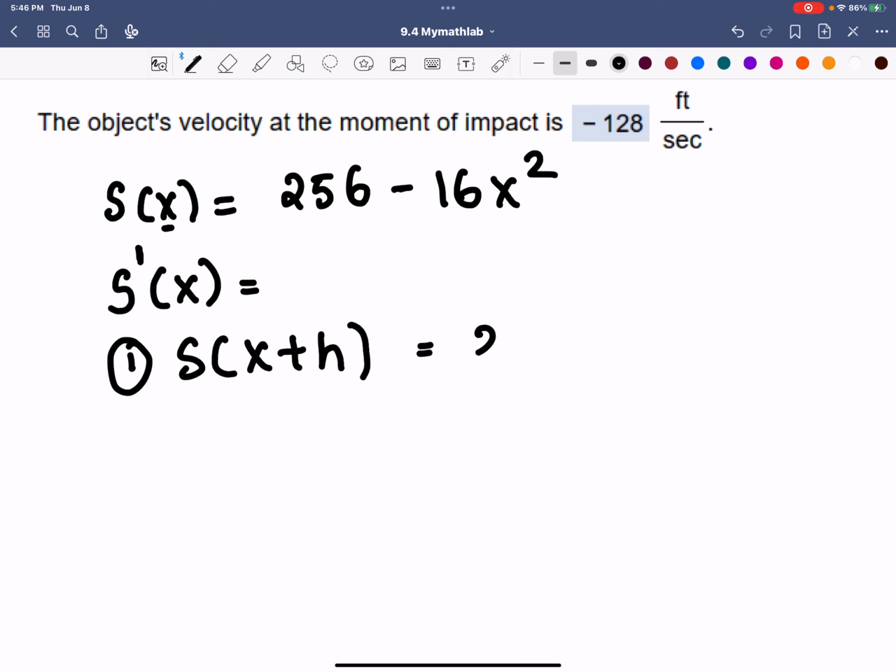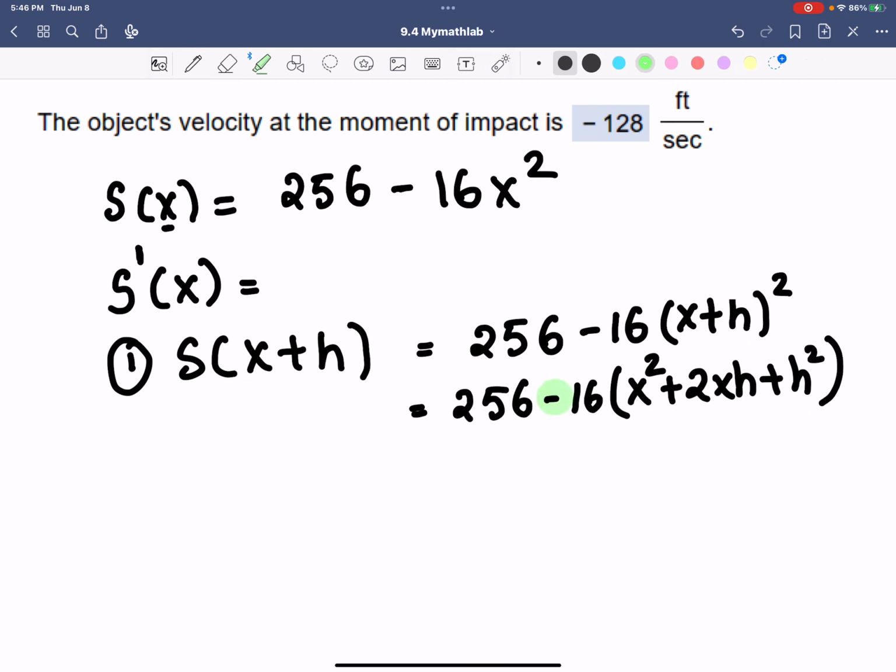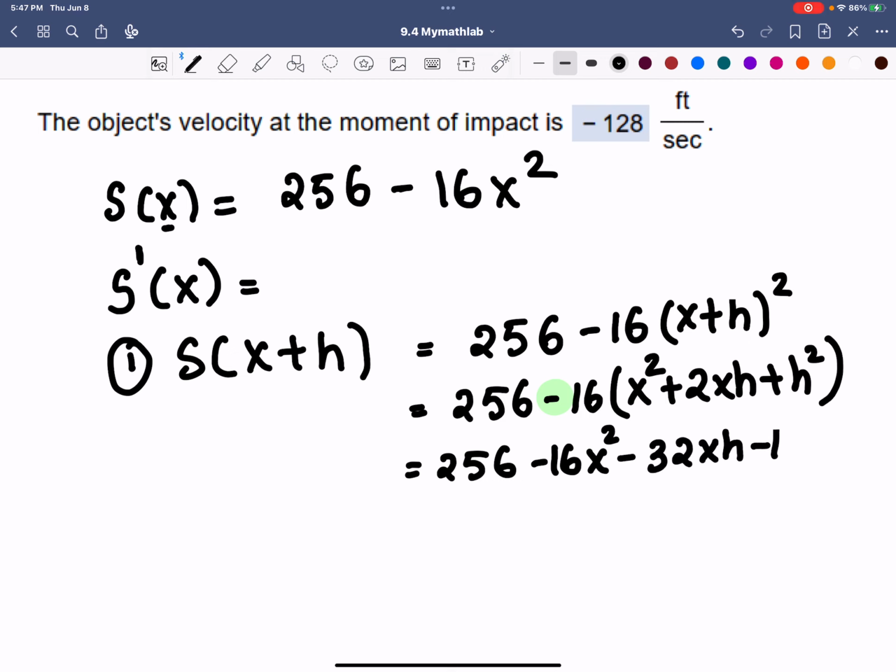Okay, what do I do? 256 minus 16. Instead of x, what do I do? Replace with x plus h whole squared, which is 256 minus 16 times x squared plus 2xh plus h squared. Do not forget to bring your negative with the 16. 256 minus 16x squared minus 32xh minus 16h squared. Step 1 is done.